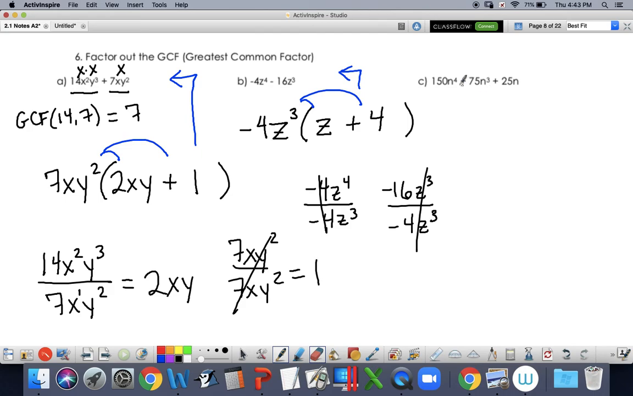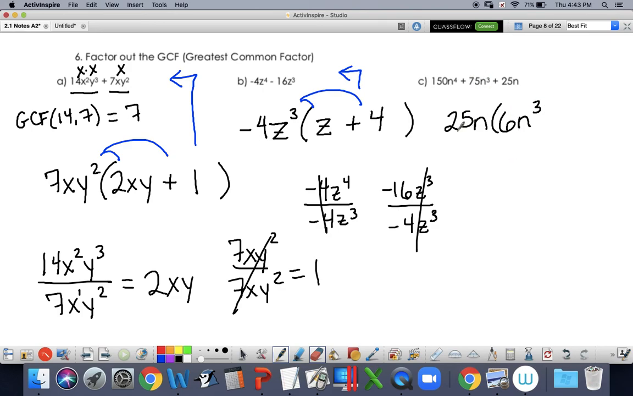All right, our last example. When I look at these three terms, the number that sticks out to me that I know is divisible in all three of these numbers is 25. This first term has 4 n's. This term, 3 n's. This term, only 1 n. So the only thing that's common between all three is just the 1 n. So I factor out my greatest common factor, which is 25n, and I need to figure out what is left over. So 25 times 6 would get me back to 150. And since I factored out an n, but I need 4 of them, I must have 3 n's left over for that term.